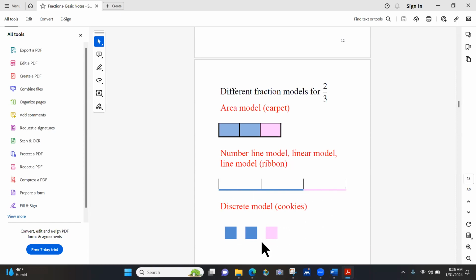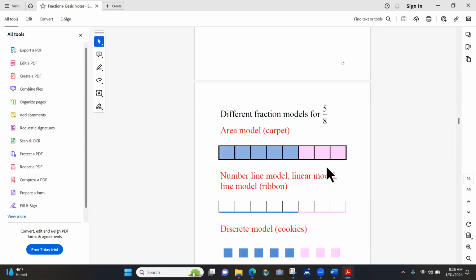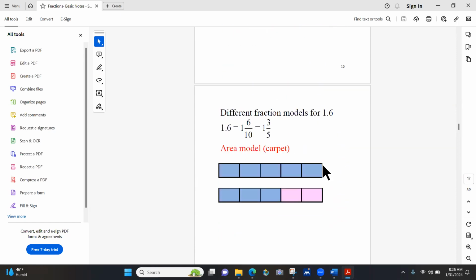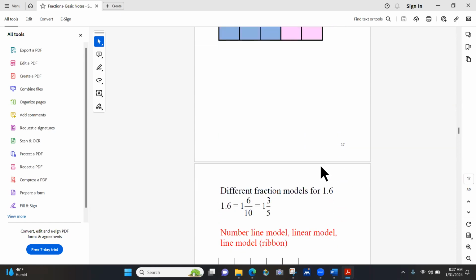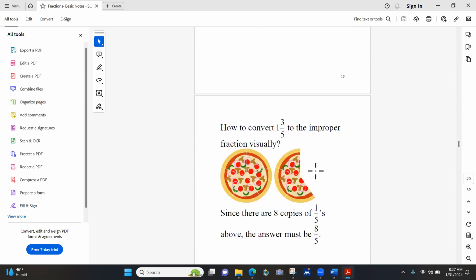The third model is called the discrete model. I call it the cookies. So 2 of the cookies are chocolate chip cookies, 2/3. So you can represent fractions using area model, which is probably the most common, then using the linear model or the discrete model. You're going to see these notes in the notes folder, so don't worry too much. I'm not going to go over every single example.